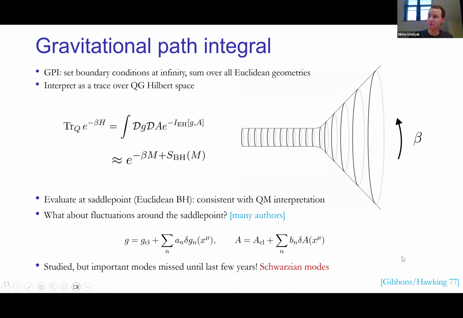And then there's an interpretational step. So you've done this calculation and now you want to interpret the number this calculation gave you. The interpretational step is that this object is calculating some kind of trace over some kind of quantum gravity Hilbert space. Here it would be the trace over a Hilbert space in a sector of fixed charge big Q, and you'd weigh the states with e to the minus beta h, where h measures the energy of each of the microstates of the theory.